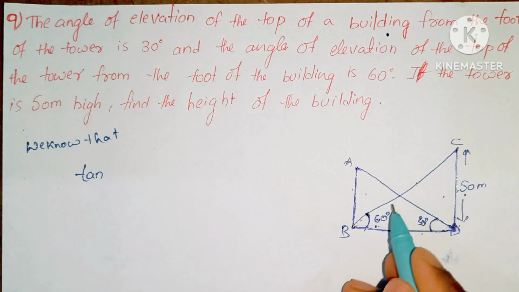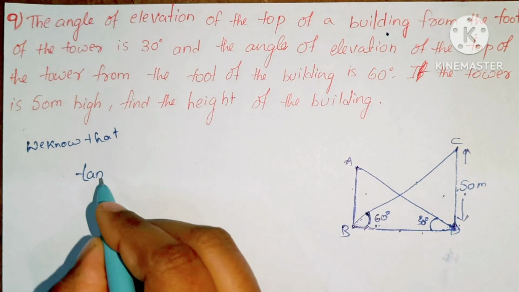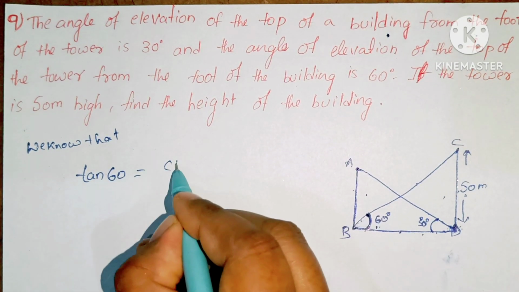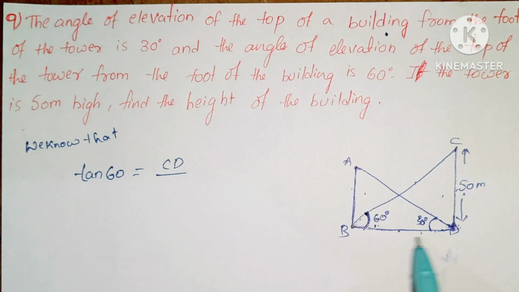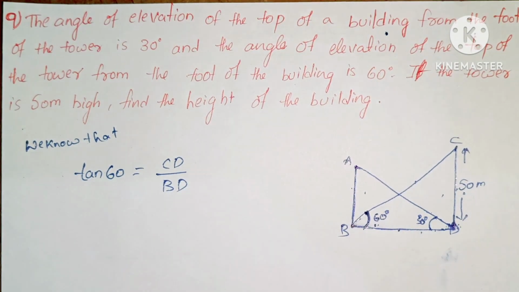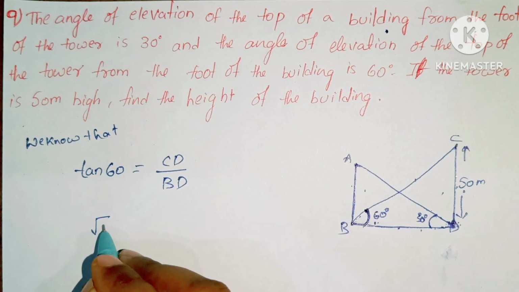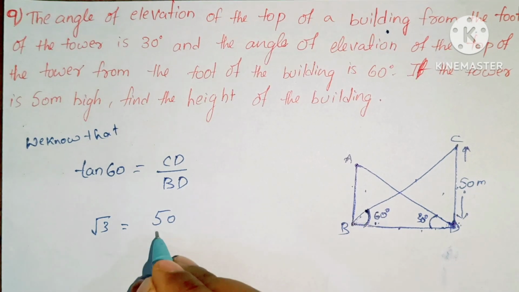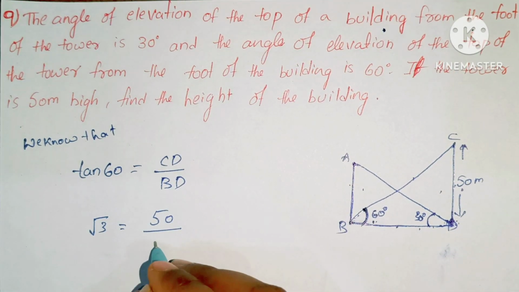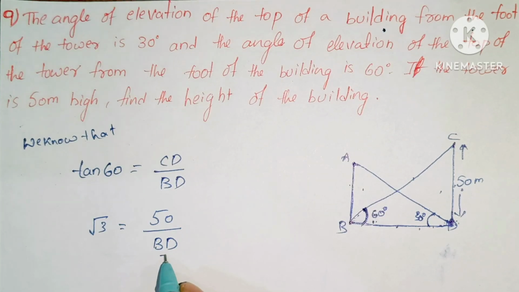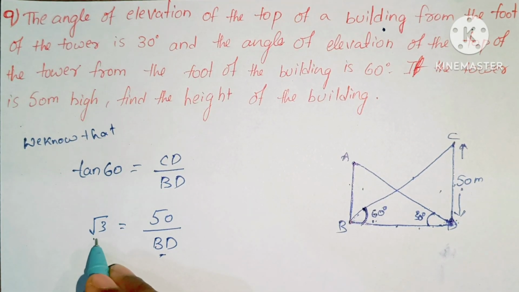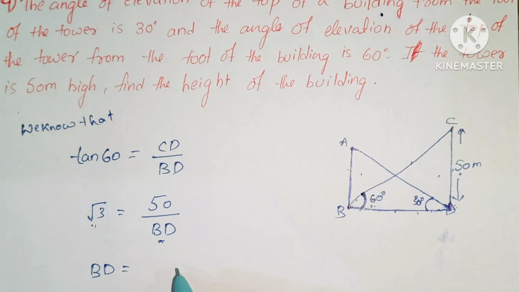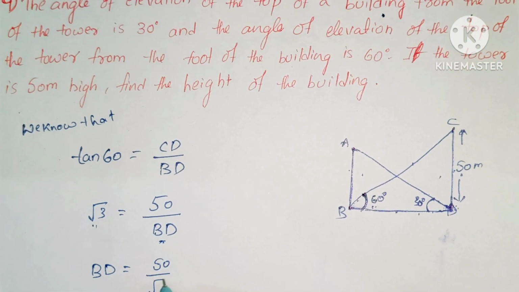So the angle of this triangle is here, that means 60 degree. That means tan 60 equal to opposite, which is CD, by adjacent, which is BD. Okay. So tan 60 means root 3. So CD here is 50 by BD, which we don't know. We have to find. Okay. So I want the BD value. So transpose BD to the left side and transpose root 3 to the right side. Then what you will get? BD equal to 50 by root 3.